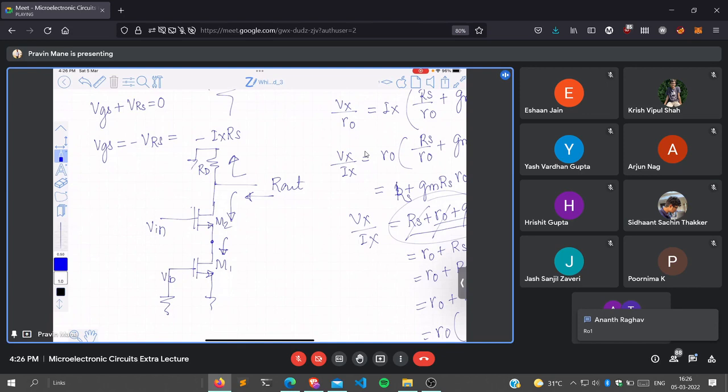Where is 1 by gm present? 1 by gm is present between these two terminals, right? Between gate and source, always 1 by gm. But you can see in this case that both the terminals of the resistance 1 by gm are connected to ground. So it is short circuited, so this will not come into picture. What is remaining now? RO1. So what is the resistance looking from the drain terminal of M1? RO1. So I will replace this by a resistance equal to RO1.